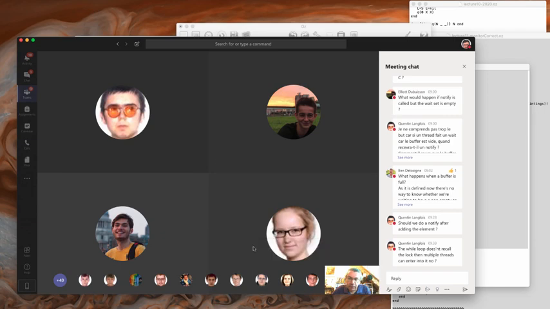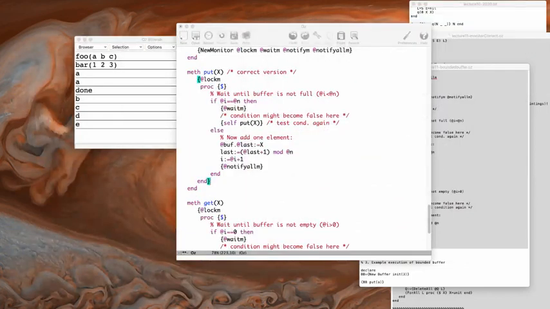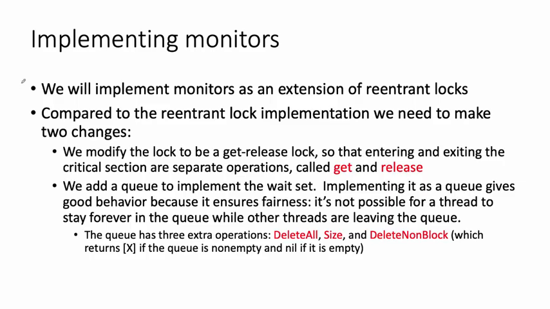So let me go to the slides. So let me show you now how to implement monitors. So remember we saw the programming pattern, how to use monitors. Now let's see how to implement them.